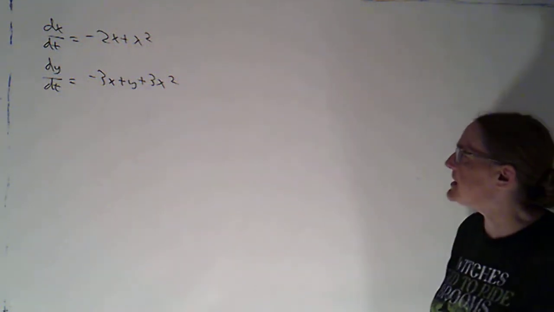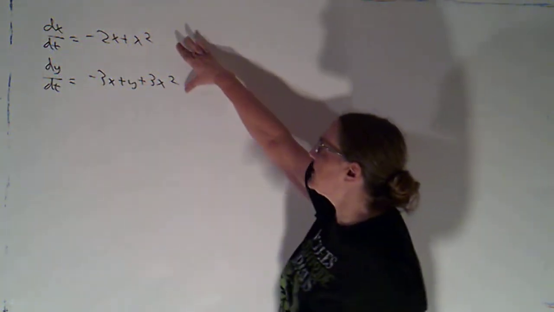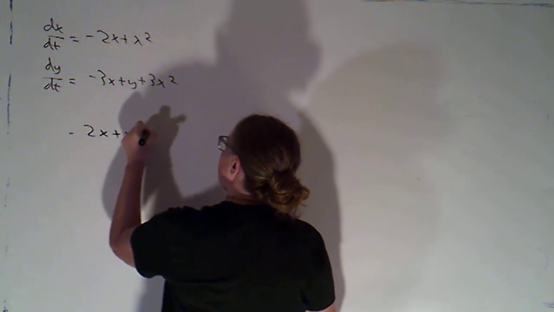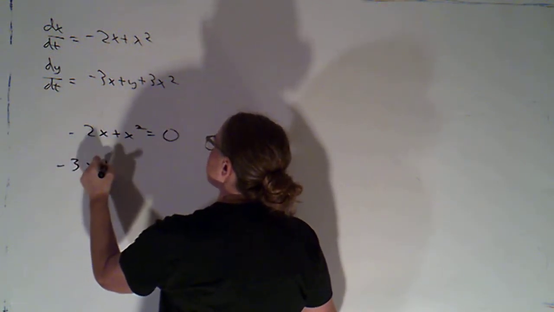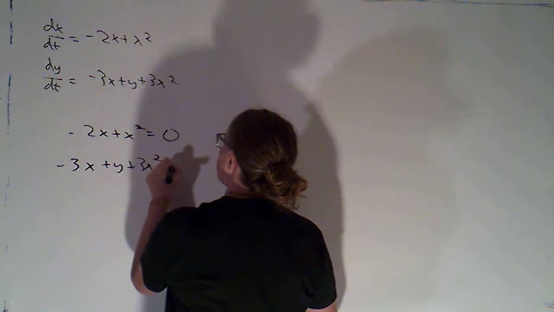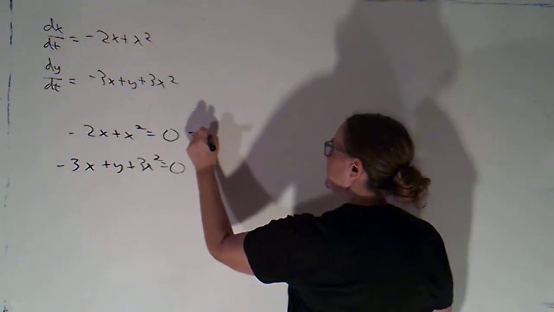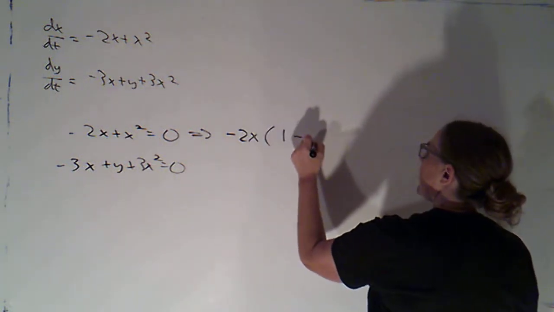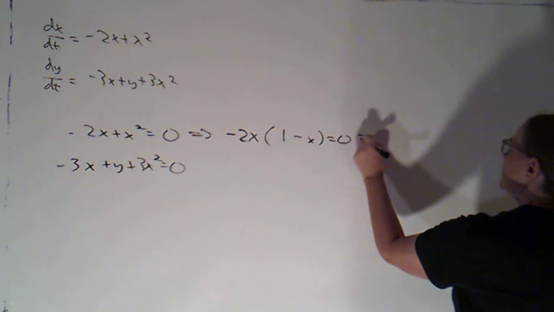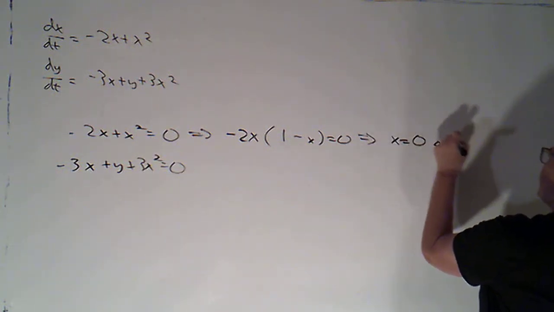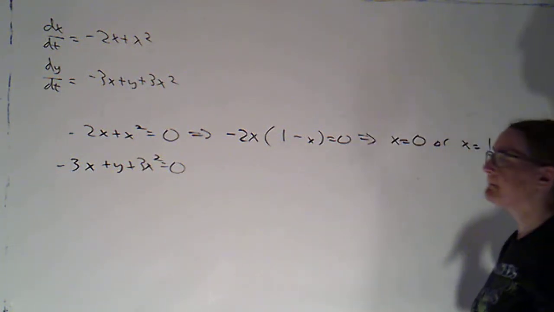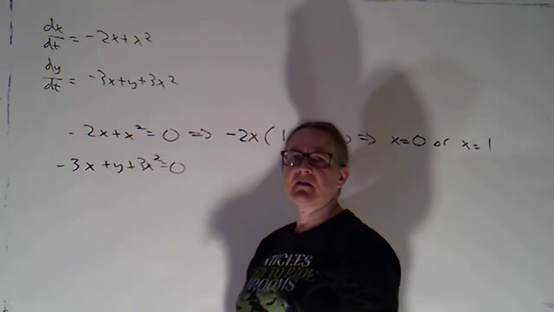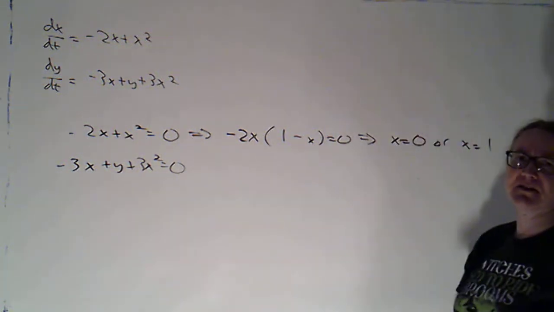So first thing is, if I'm looking for equilibrium solutions, I know that both of these need to be 0. So negative 2x plus x squared equals 0, and negative 3x plus y plus 3x squared has to equal 0. Now this first one's kind of nice. I can factor out a negative 2x, and I get times 1 minus x equals 0. So that's going to tell me that either x is 0 or x is 1. Now this equation is a lot more gnarly to work with on its own, but I know that this one also has to be true.